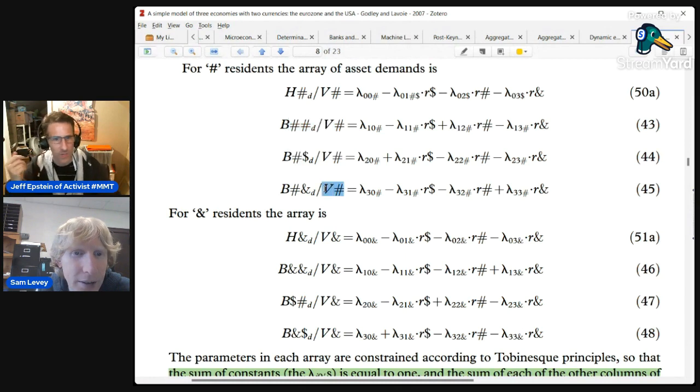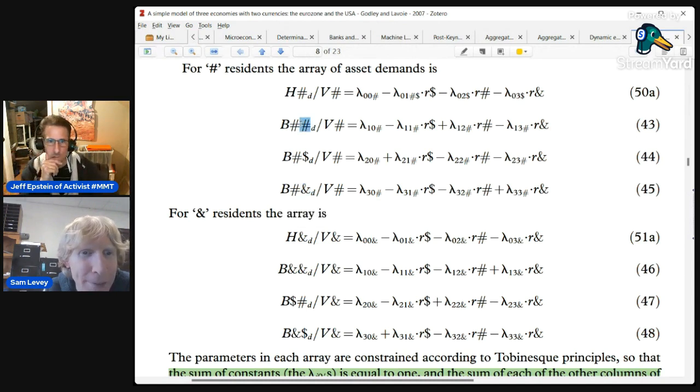And how is a French government bond different, how is a hashtag government bond different than an ampersand government bond? They're different governments, right? But they have the same central bank. So how are they different? Well, if the Greek government decides to default on their bonds, and so these just become worthless, maybe, that might not happen at the same time to the French government.